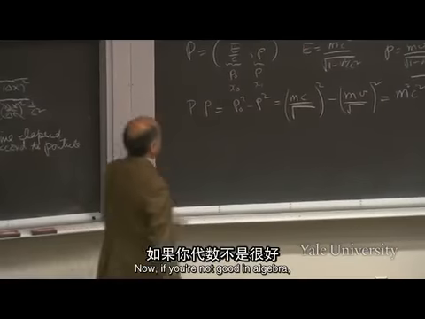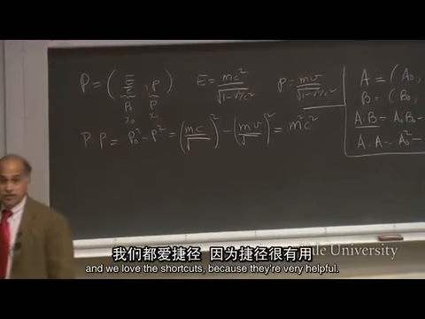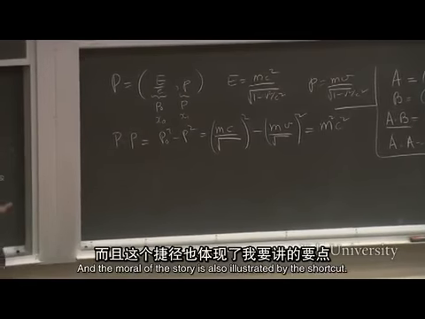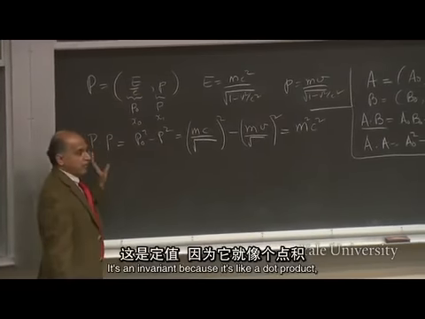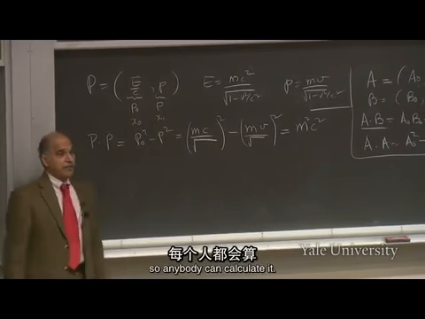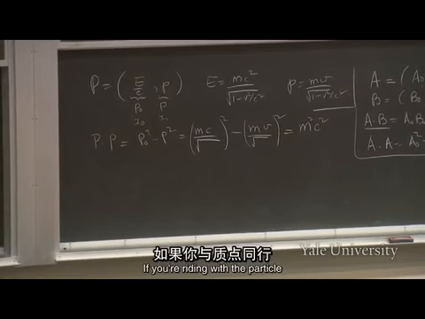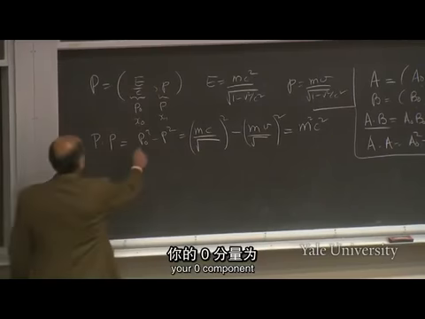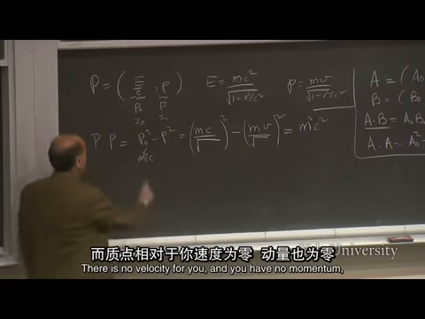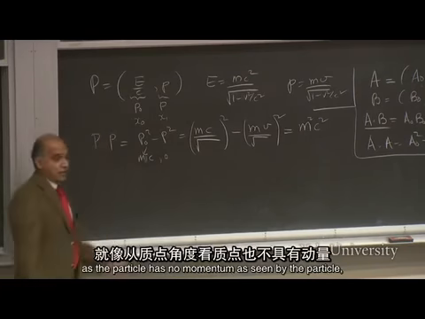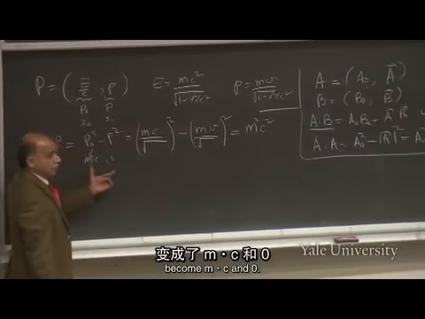Now, if you're not good in algebra, there's a shortcut for finding this. Let me tell you what the shortcut is. We love shortcuts because they're very helpful, and the moral of the story is also illustrated by the shortcut. I want to find P dot P. It's an invariant because it's like a dot product, so anybody can calculate it. How about somebody riding with the particle? If you're riding with the particle, your zeroth component is m0c, is mc, there is no velocity for you, and you have no momentum. As seen by the particle, the particle has no momentum, so the components of the vector p become mc and 0.